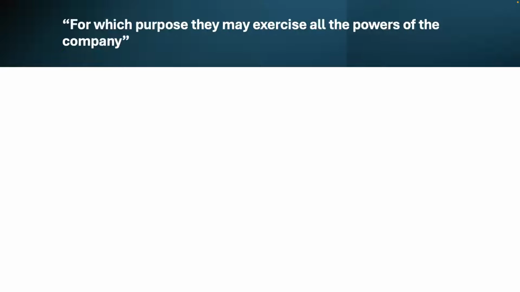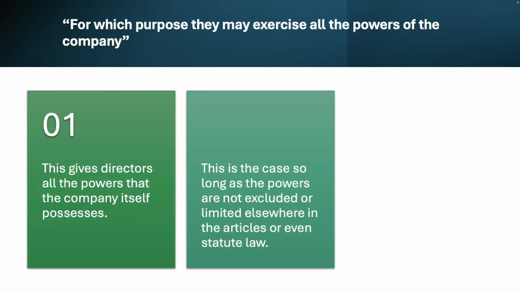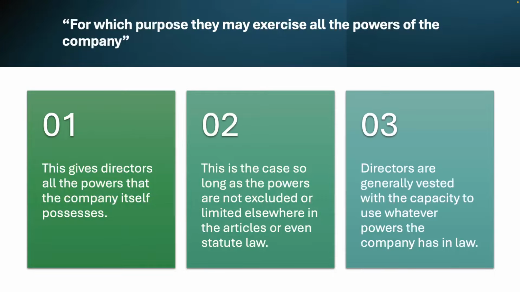The final part of Model Article 3 refers to the purpose that they may exercise all the powers of the company. This basically gives directors all the powers that the company itself possesses, so long as those powers are not explicitly limited or excluded elsewhere in the articles or elsewhere in statute. In broad terms, a company as a legal person can do whatever its constitution and the law permits. The law that we often refer to there is, of course, the Companies Act 2006, or maybe the Corporate Insolvency Act. But under Article 3 of the Model Articles, directors are vested with the capacity to exercise those powers.